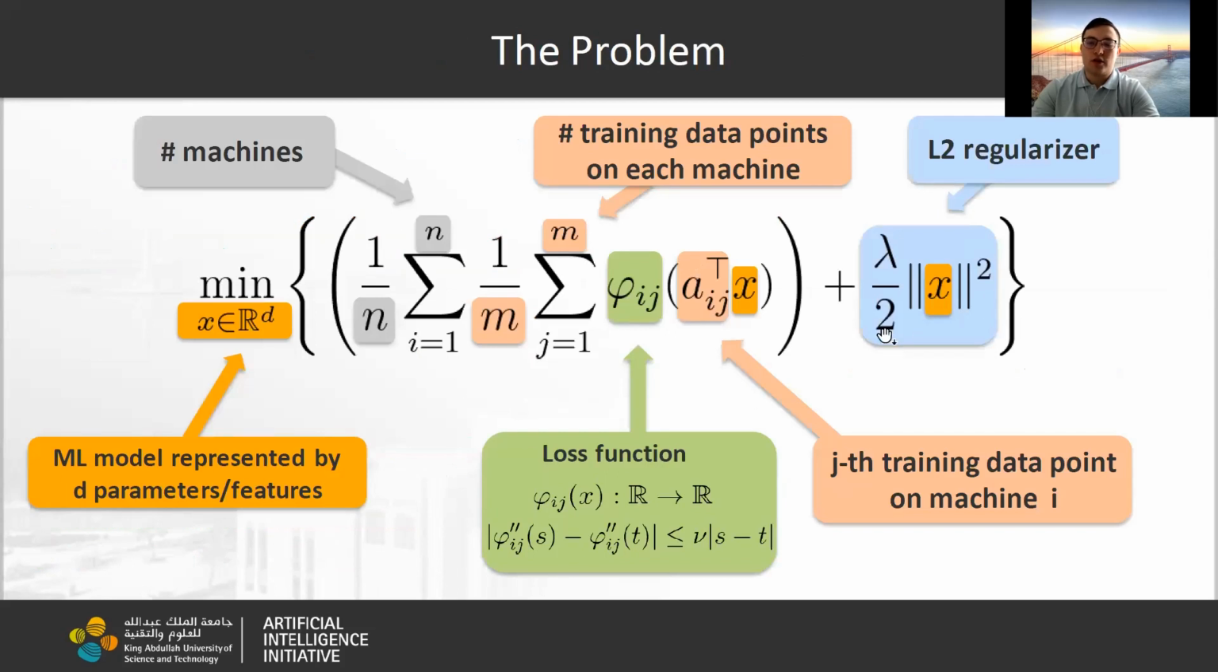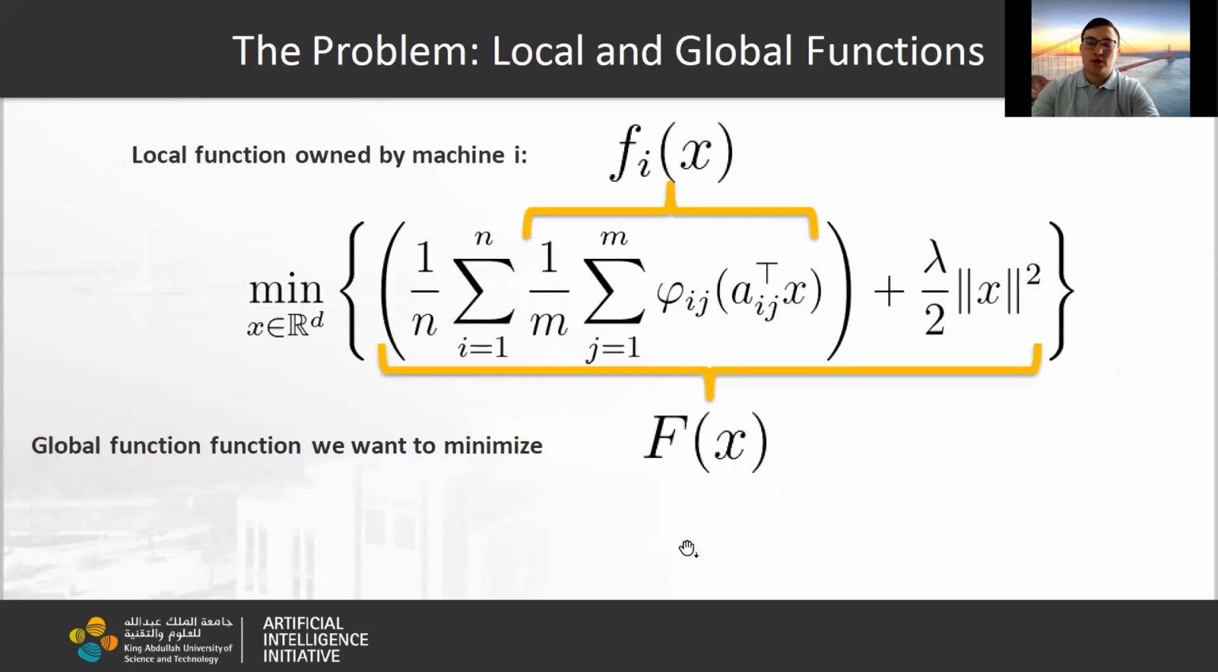We consider L2 regularized problem, which has the form as on the slide. Here, each function is a generalized linear model with Lipschitz second derivative. For simplicity, we use the following notation. The local function is f_i, and the whole function is capital F.